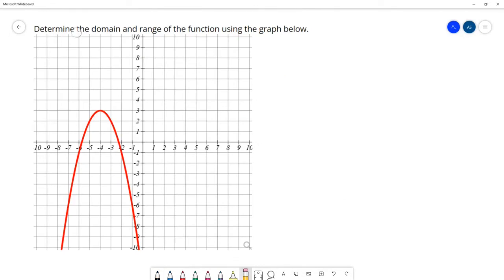For this question, we want to use the graph to determine the domain and the range of the function. So here we have this graph, and we want to find the domain. And the domain is the set of all first coordinates, or x's. So our x scale is this horizontal scale. We call it the x-axis. And we want to determine which x's are a part of this graph.